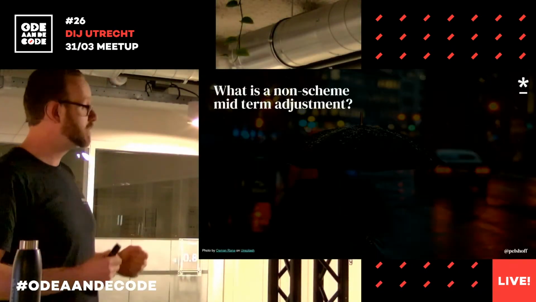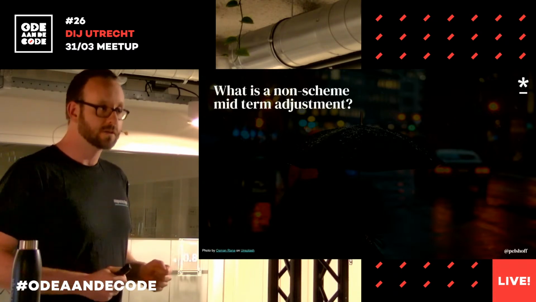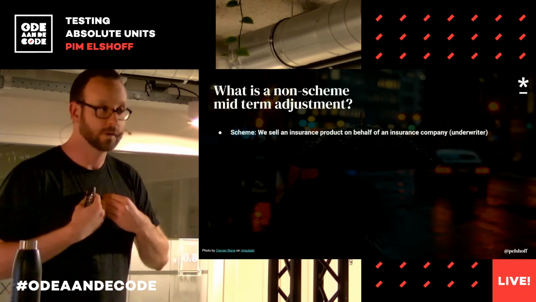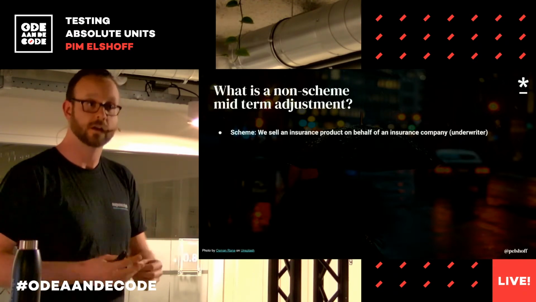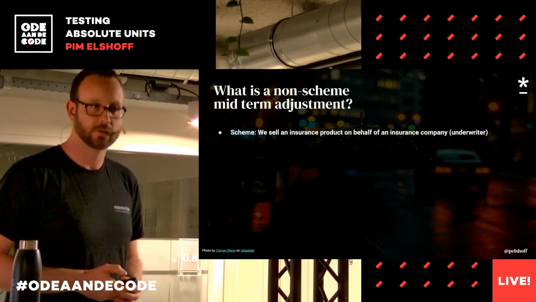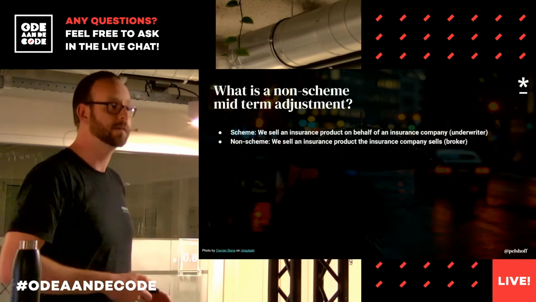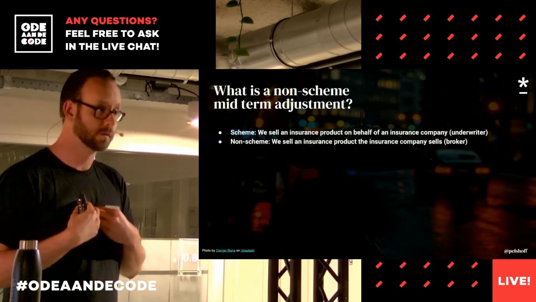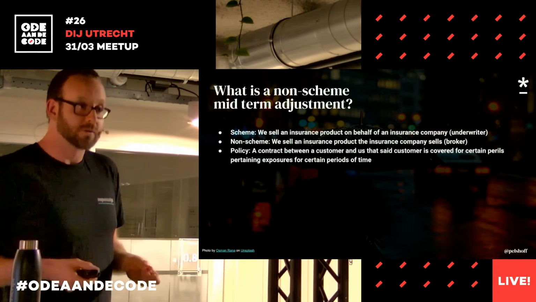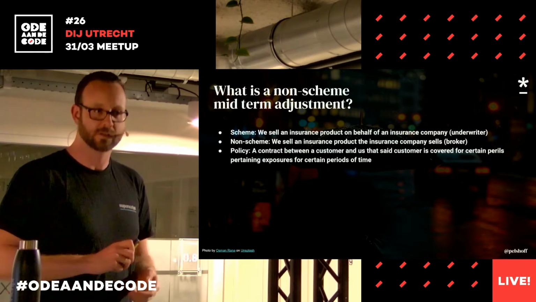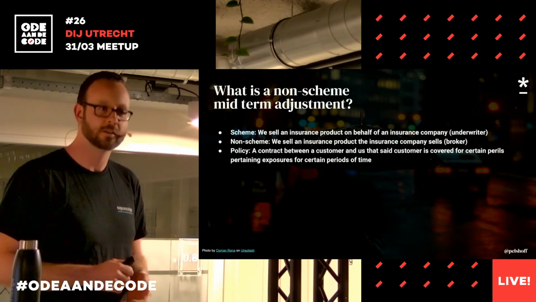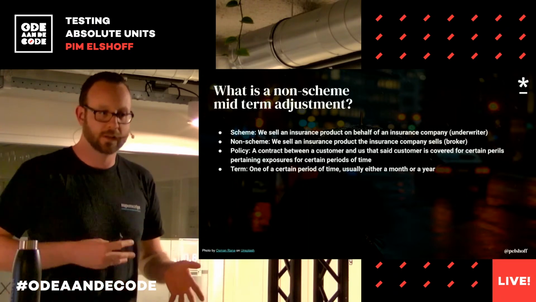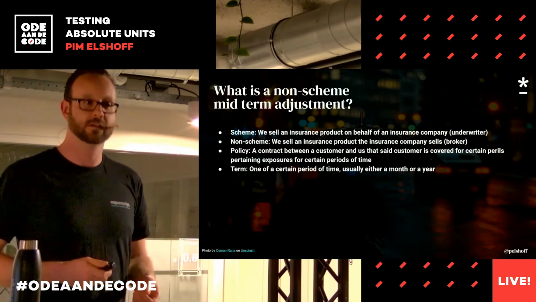So, insurance. We talked about a non-scheme midterm adjustment. That means scheme, the company I work for, sells insurance policies as if we are actually an insurance company. So non-scheme means selling insurance policies as a broker, as an intermediary. Now, a policy is a contract, to use very difficult words, something about people being safe or something. And then a term of a policy means a period of time, and in the instance that we're working with, this is a year. That's good enough for now.